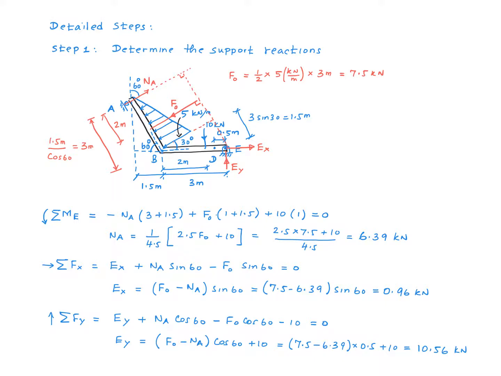That gave me a value of 6.3839 kilonewton for Na. And then I summed up the forces in the horizontal direction, and that gave me a value of 0.96 kilonewton for Ex. And then I summed up the forces in the vertical direction. That gave me a value of 10.56 kilonewton for Ey.